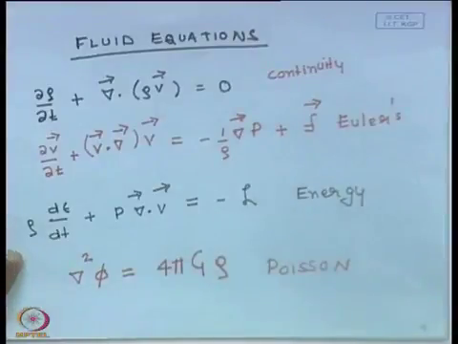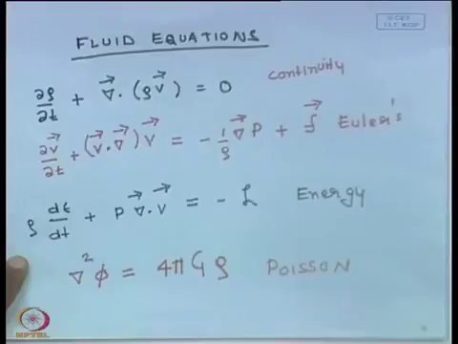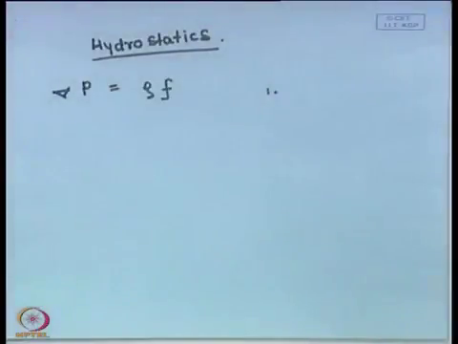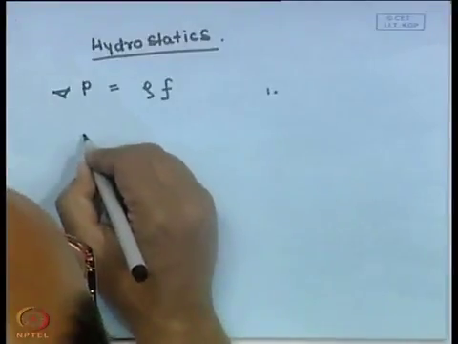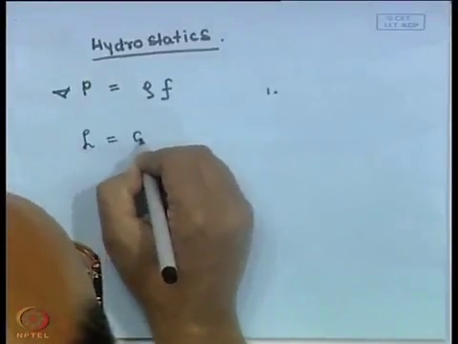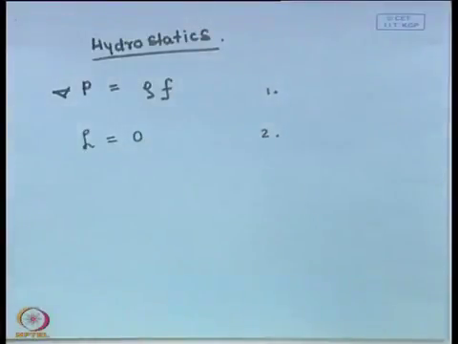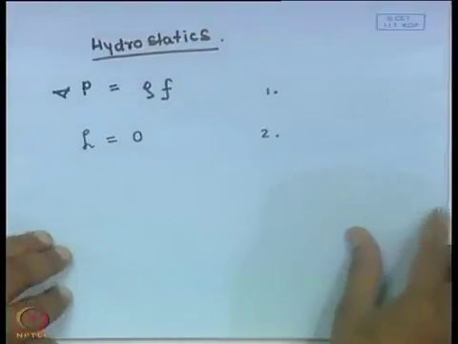And in the energy equation, again the time derivative is 0 and the velocities are 0. So, it tells us that the rate at which heat is lost has to be 0. So, in hydrostatics, we have two very simple equations which have to be satisfied. Let us consider a few examples now of hydrostatic equilibrium, where we have a fluid which is in hydrostatic equilibrium.